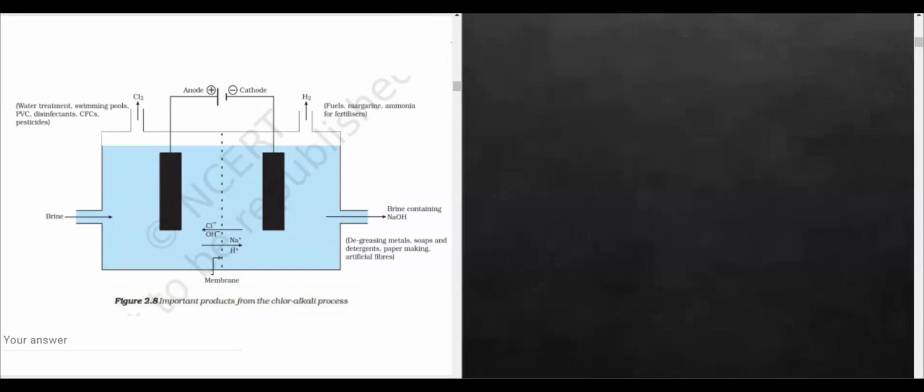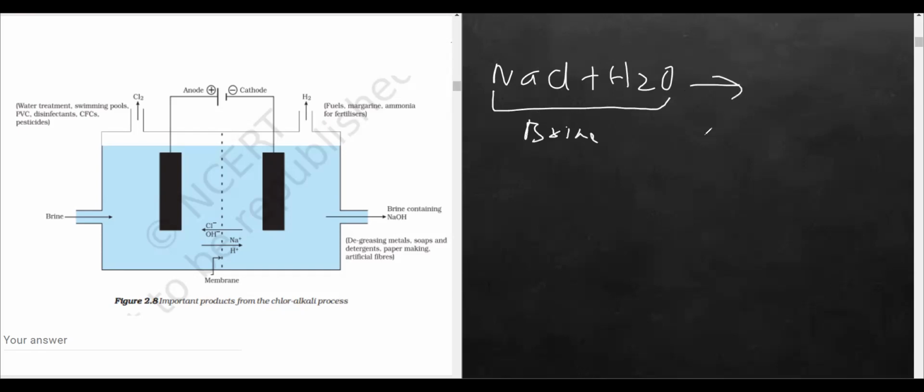So this is sodium chloride aqueous. That means this together is brine, right? So when electricity is passed, three products are formed. One is chlorine gas, second is hydrogen gas, and the third is sodium hydroxide. These three products are formed in this reaction.